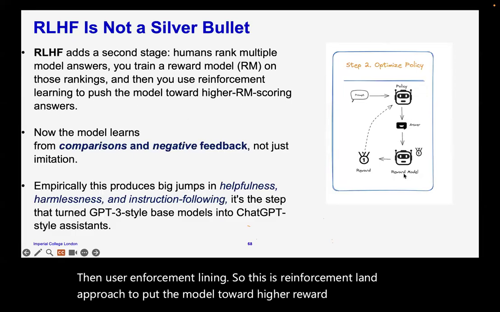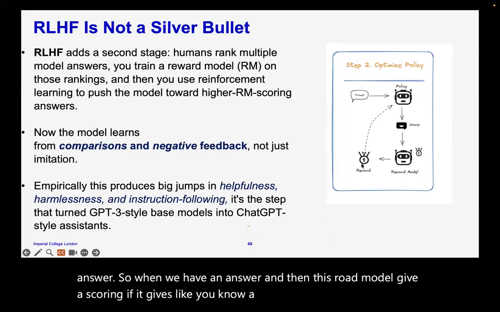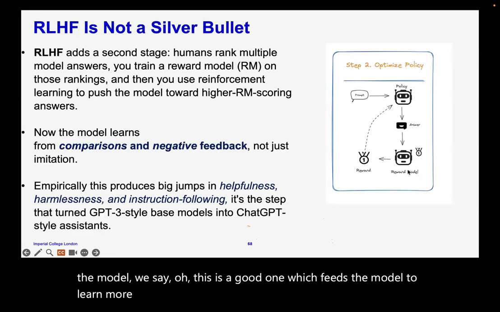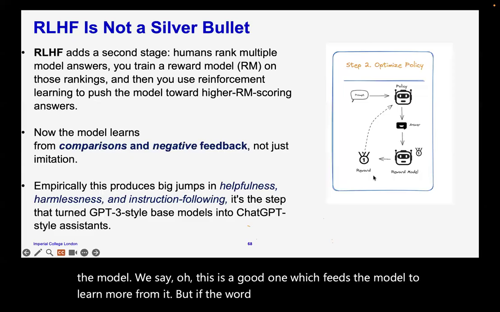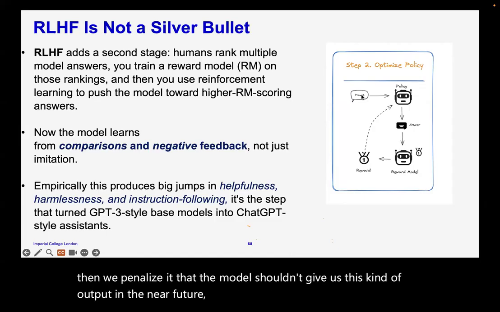So when we have an answer and this reward model gives a score, if it gives a higher score, then we push the model, we say, oh, this is a good one. We feed the model to learn more from it. But if the reward model gives us a lower score, then we penalize it, so the model shouldn't give this kind of output in the near future. Right? This is basically what we have finished.